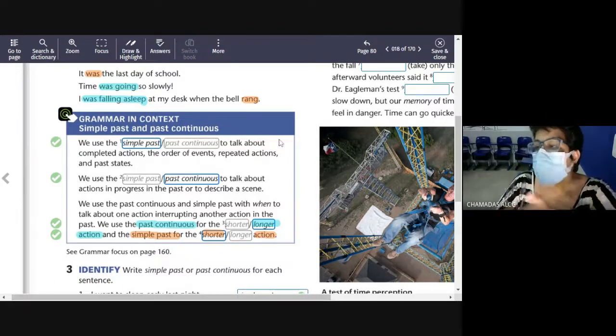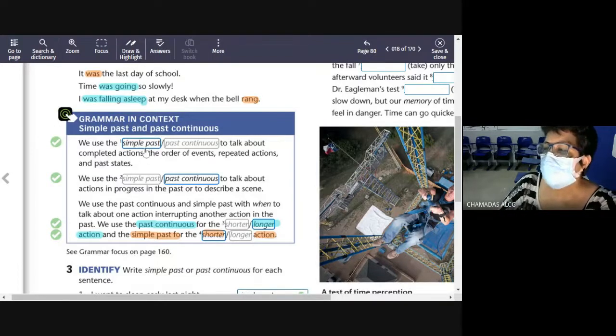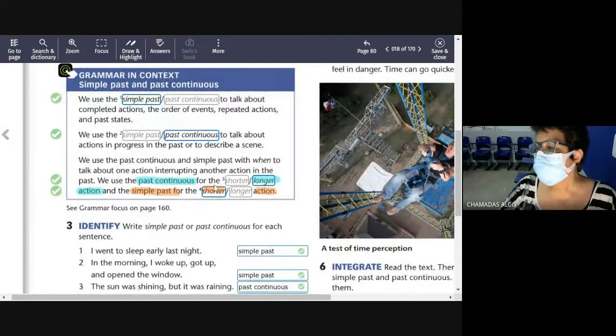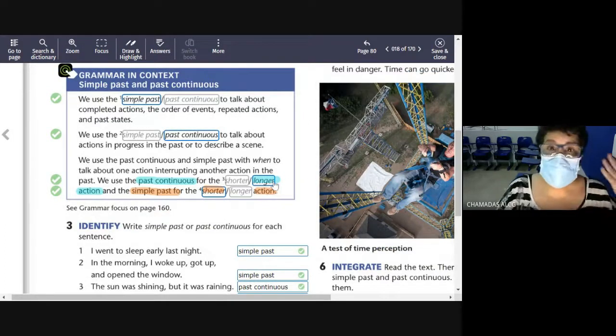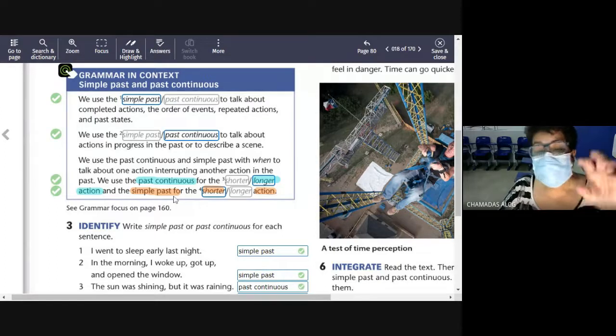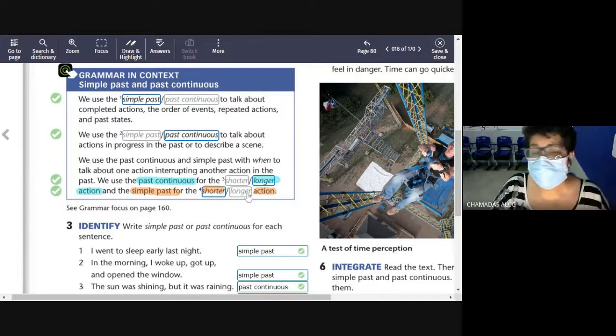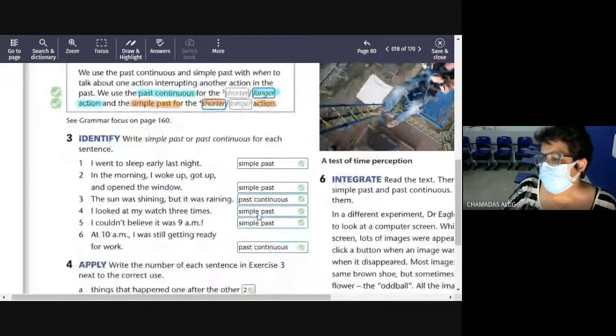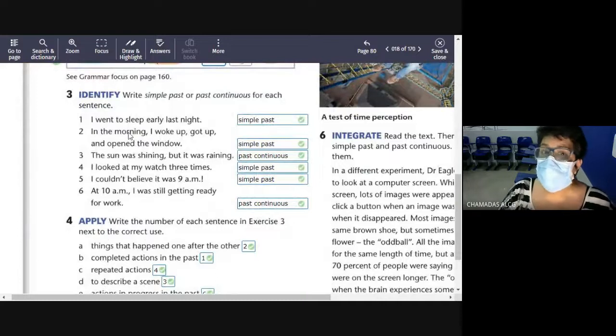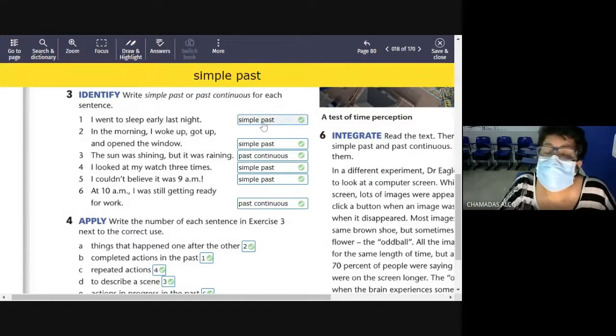Okay? And we saw the examples of simple past and past continuous. So we use the past continuous for the longer actions in the past, and the simple past for the shorter action in the past. Okay, so here we have some examples that we saw on Monday. So I went to sleep early last night. This is an example of simple past.